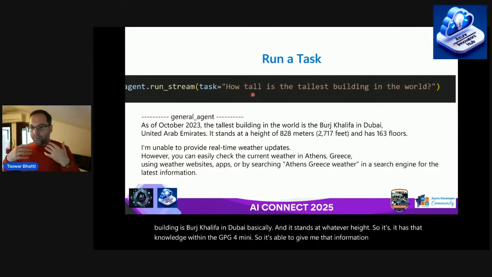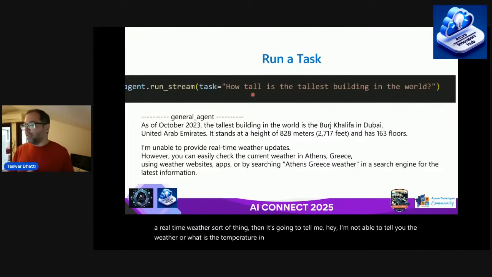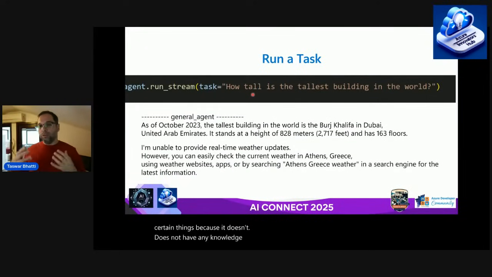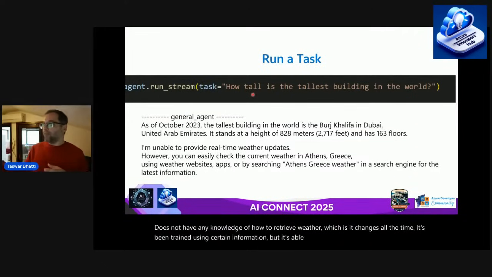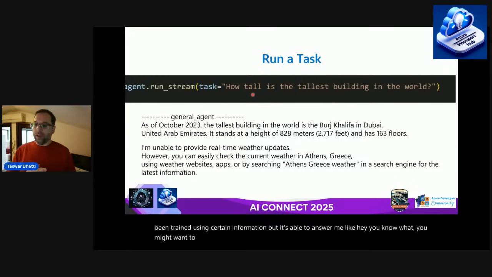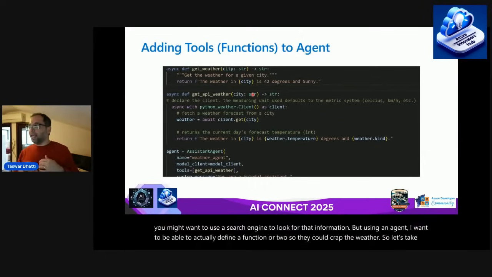Now, if I ask it for real-time weather, like what is the temperature in Athens, Greece right now, it's going to tell me it's not able to. The LLM does not have any knowledge of how to retrieve weather, which changes all the time. It's been trained using certain information, but it's able to answer, hey, you might want to use a search engine to look for that information. But using an agent, I want to be able to define a function or two so it can grab the weather. So let's take a look at adding a function.